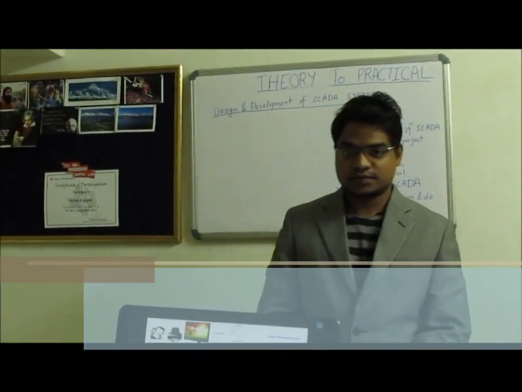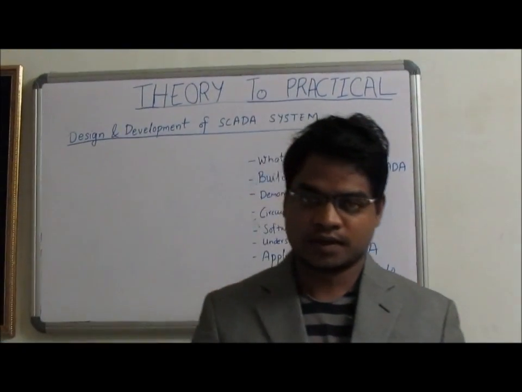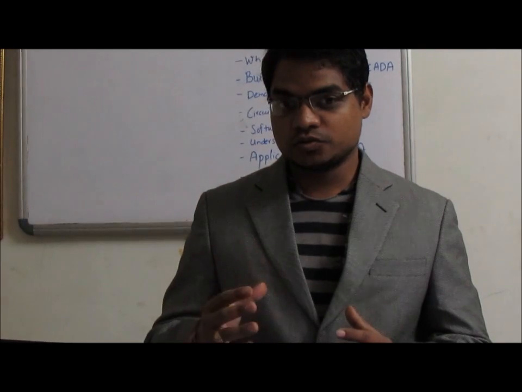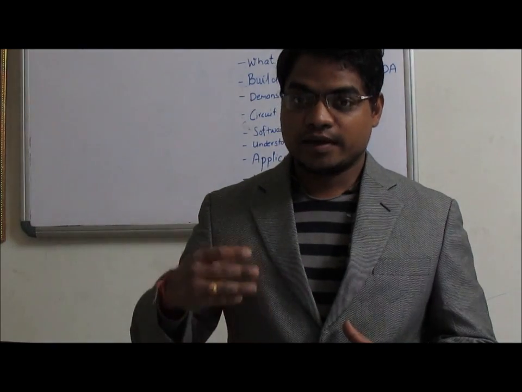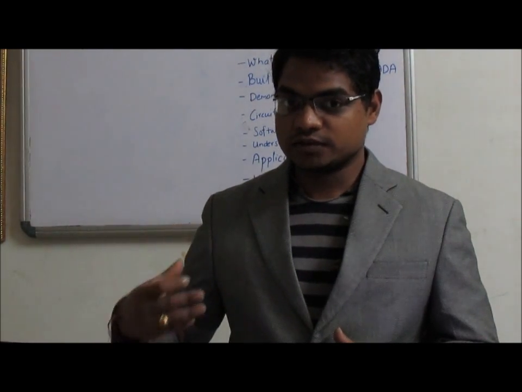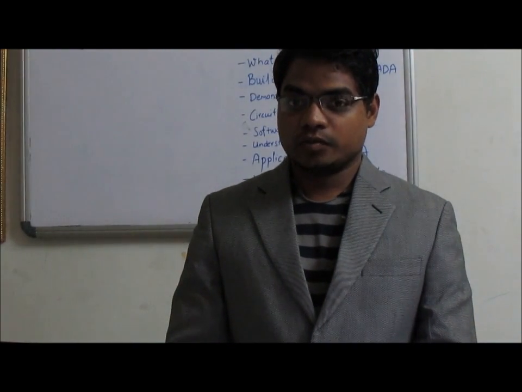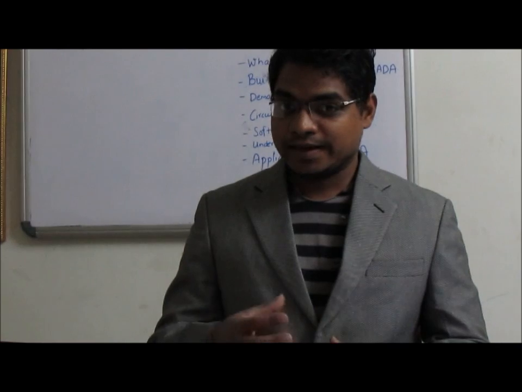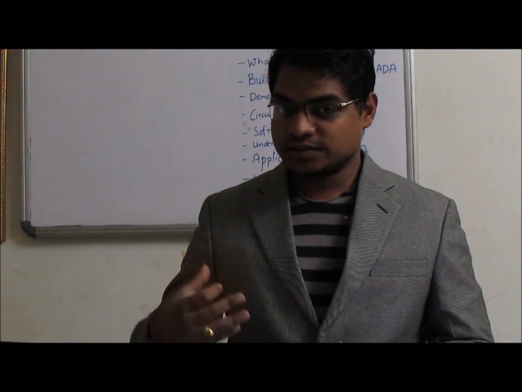So first one is sensors, transmitters and control system. So what are sensors? A sensor senses physical properties like flow, temperature, pressure and converts them into an electrical signal like voltage or current, which can be understood by the RTU, that is remote terminal unit. Now we have control system like pneumatic valve or relay or contactor, which will take action from the remote terminal unit and take the mechanical action accordingly.